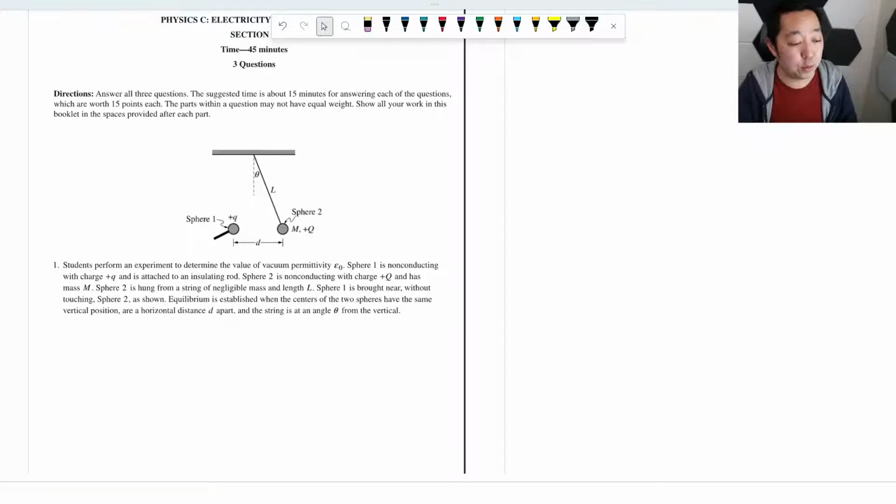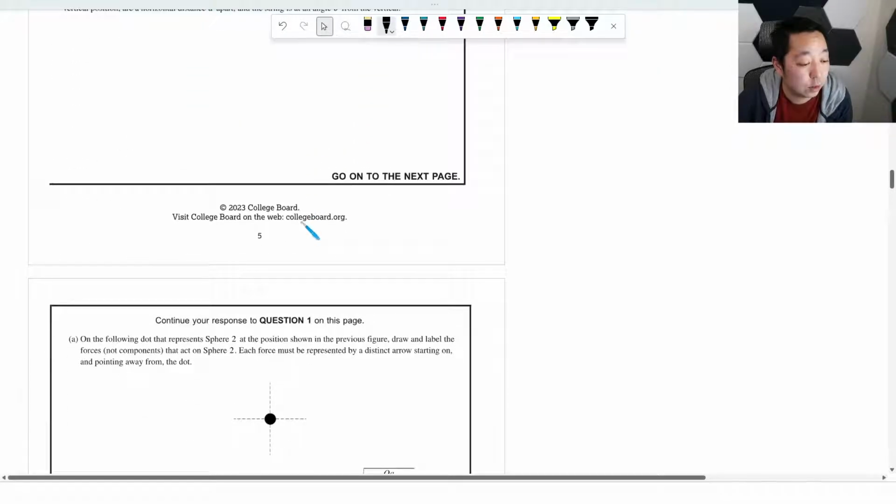So students perform an experiment to determine the value of the vacuum permittivity epsilon naught. Sphere 1 is a non-conducting sphere with charge plus Q attached. Sphere 2 is a non-conducting sphere with positive q, hung from a string of negligible mass, length L. Sphere 1 is brought near sphere 2 without touching, as shown. Equilibrium is established when the centers of the two spheres have the same vertical position, are a horizontal distance d apart, and the string is at an angle theta with the vertical. On the following dot that represents sphere 2 at the position shown in the figure, draw and label the forces acting on sphere 2.